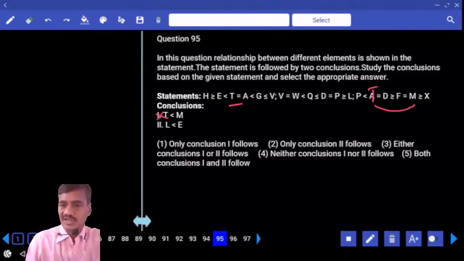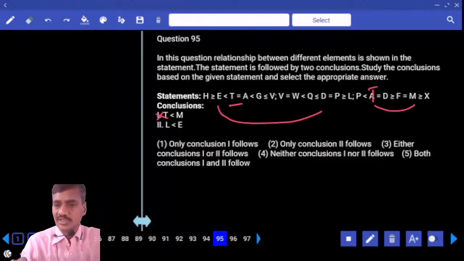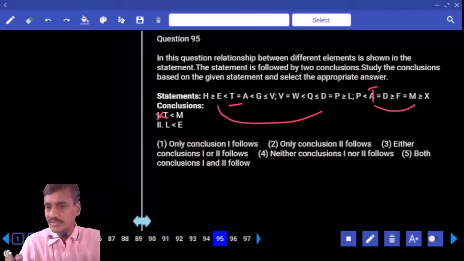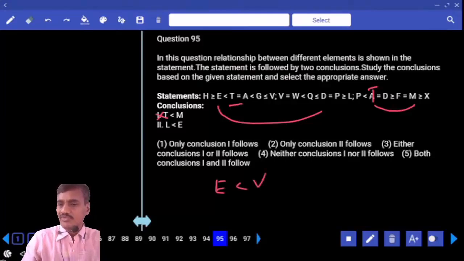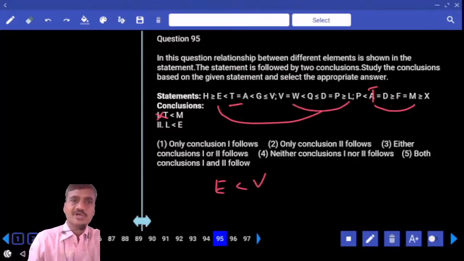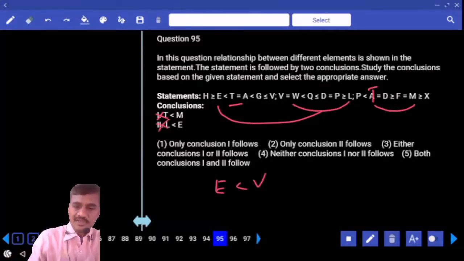Now the relation between L and E. E is here. Between E and L, what is the element that is common here? From E to L, is any letter common? H, E, T, A, G, V. And V is common. Now E to V, E lesser than V. And again between V and L, two opposite symbols. Opposite symbols, no relation. Hence neither one nor two, choice 4, question number 95.